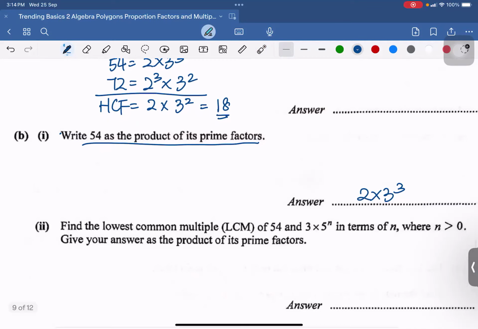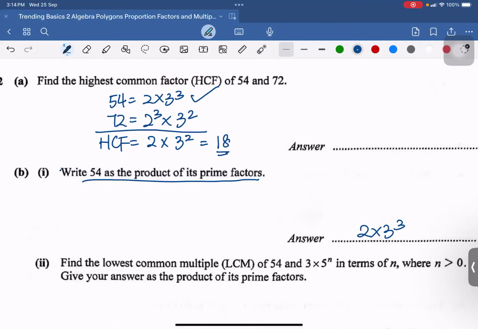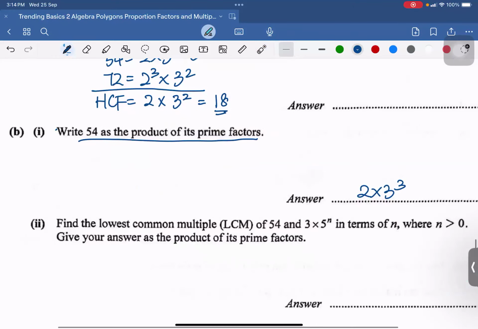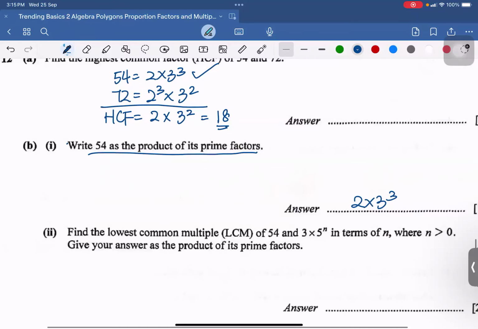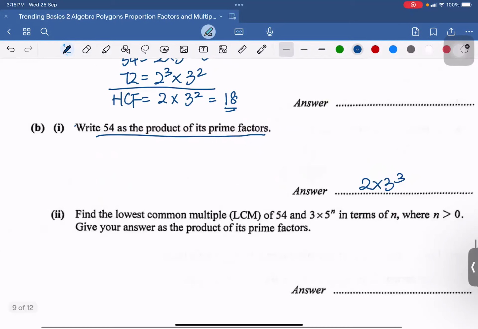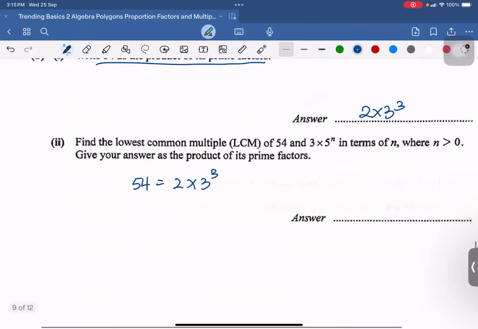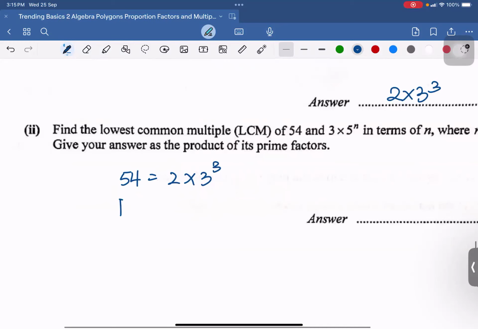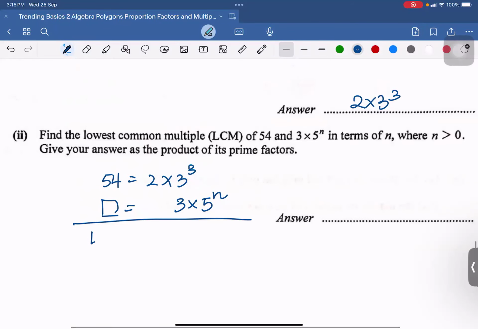Write 54 as the product of its prime factors. So what we have just done already, this one is the answer. Find the LCM. Find the LCM of 54 and 3 times 5 to the power n. So 54 is made up of 2 times 3 to the power of 3. Then the other number is 3 times 5 to the power n. Find the lowest common multiple in terms of n as a product of its prime factors.